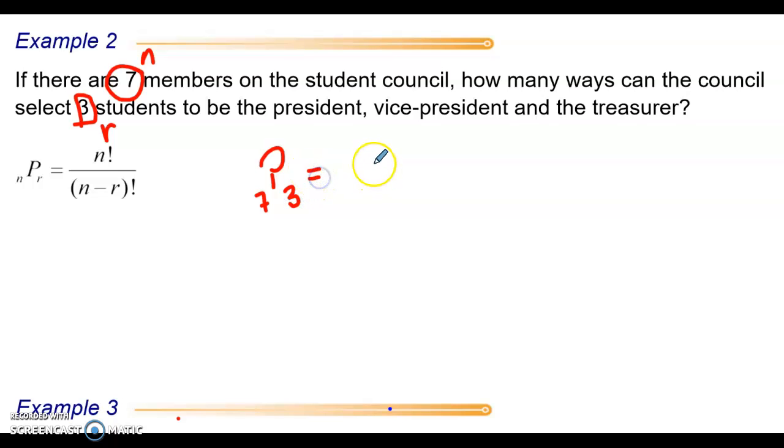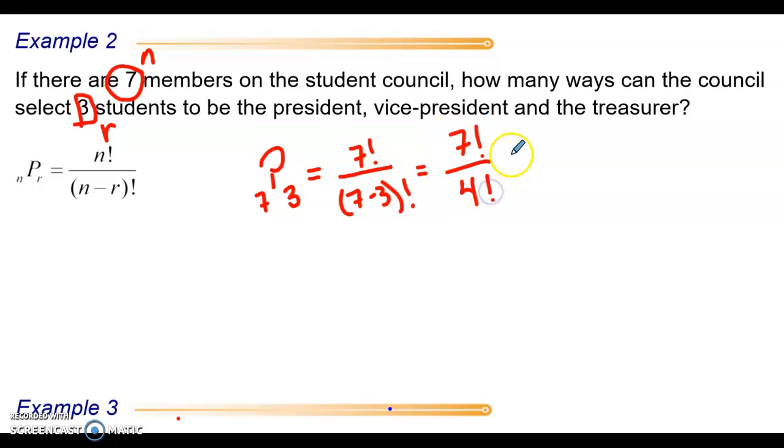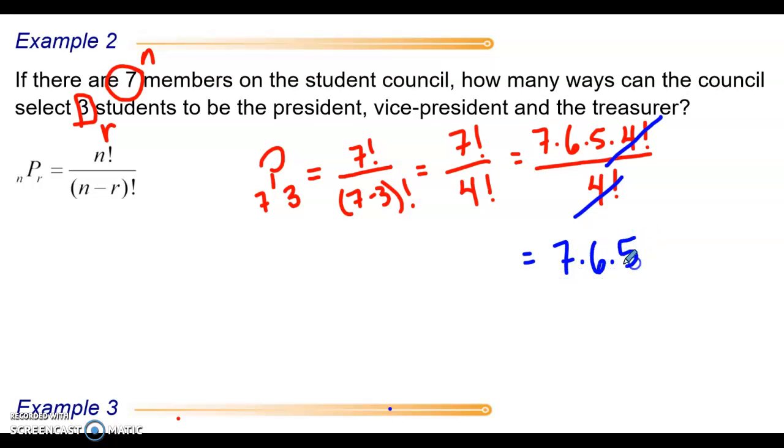Just substituting this into our formula. N factorial, so 7 factorial over N minus R. This number subtract this number. 7 minus 3 factorial. 7 minus 3 gives us 4 factorial. 7 factorial is 7 times 6 times 5 times 4 factorial divided by 4 factorial. And that can be cancelled. 4 factorial divided by 4 factorial is 1. And we are left with 7 times 6 times 5.